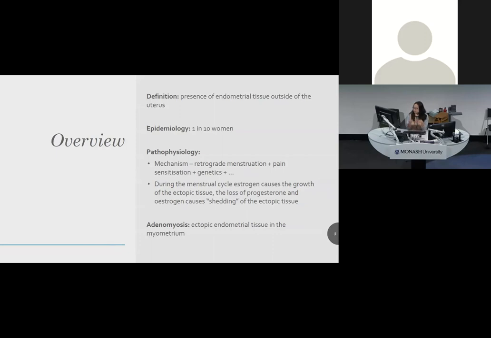Just a side note, adenomyosis is different to endometriosis, and you can have either one together or separately. Adenomyosis is the endometrial tissue inside the myometrium, which also causes a lot of pain.